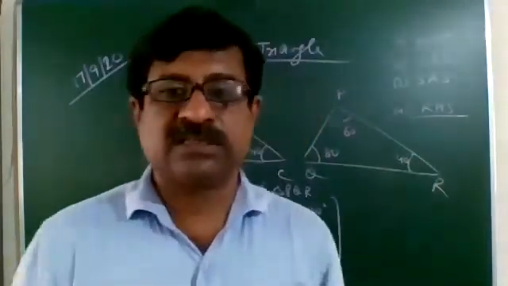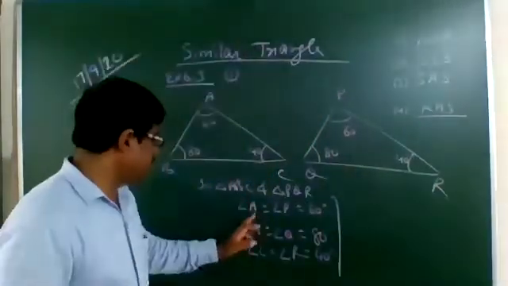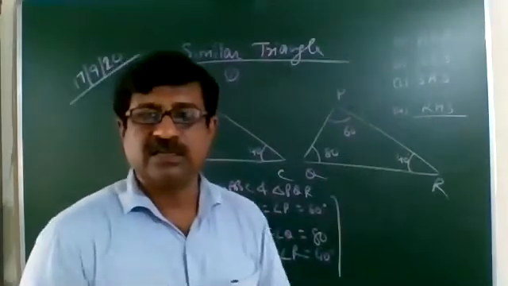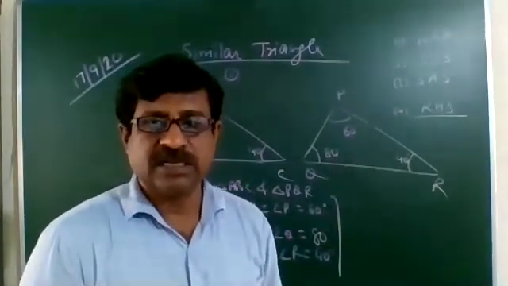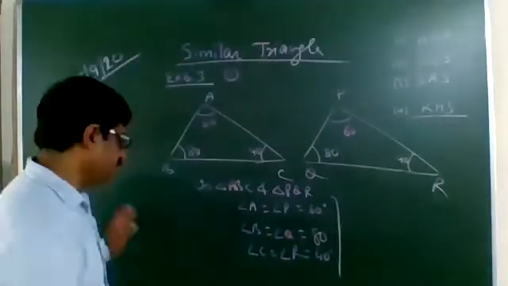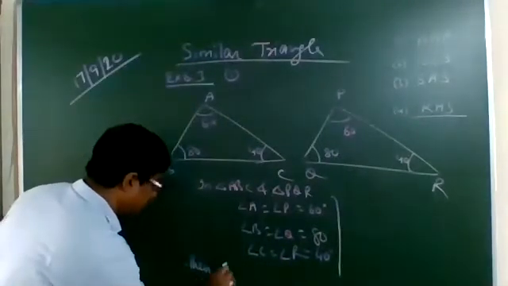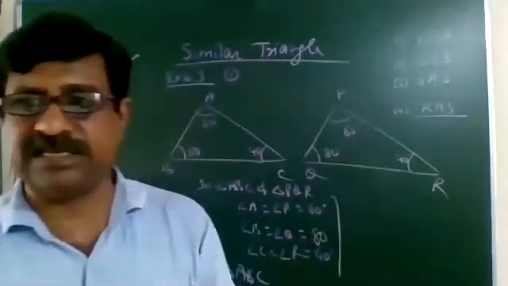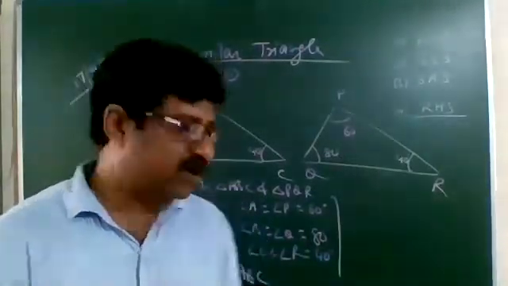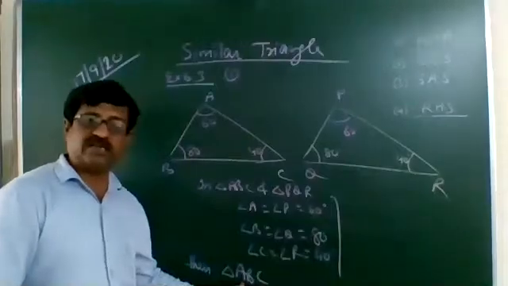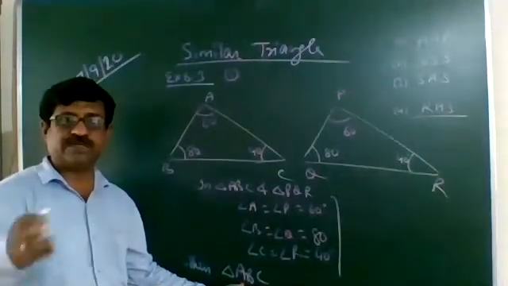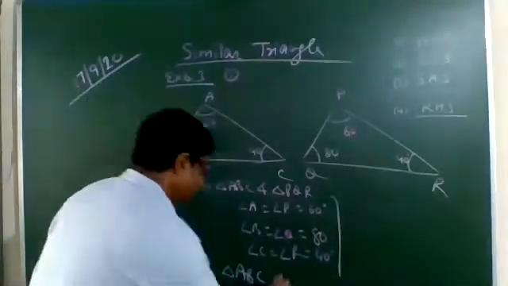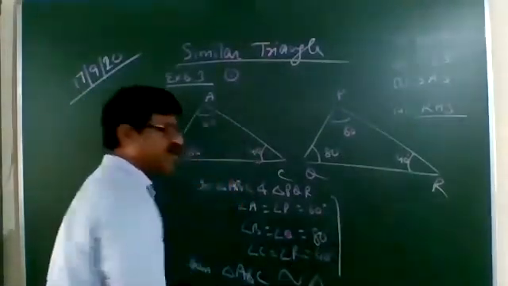Because the three angles of the first triangle are respectively equal to the three angles of the other triangle, the triangles are similar. Now, in naming the triangles, the first triangle you can write in any order. It is not necessary to write just ABC. You can write BAC, BCA, CBA, CAB, anything. But the naming of the second triangle should be written properly.